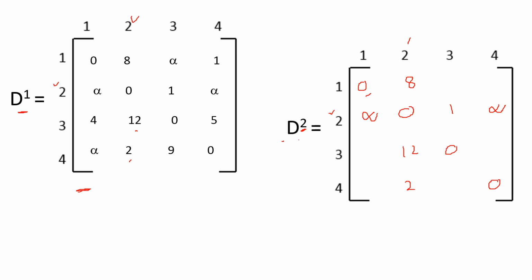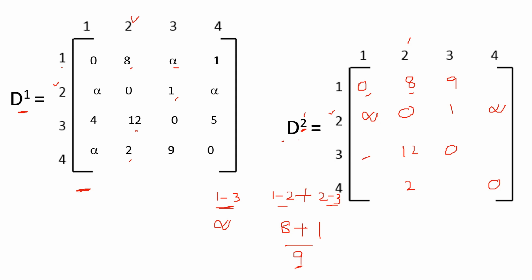1 to 1 we have 0, 1 to 2 we have 8. Now 1 to 3. Since this is D2, it is going via 2. So 1 to 2 plus 2 to 3. Now take the values from D1. 1 to 3 is infinity. 1 to 2 is 8 plus 2 to 3 is 1, and this is 9. We know 9 is lesser than infinity, so make the entry 9.